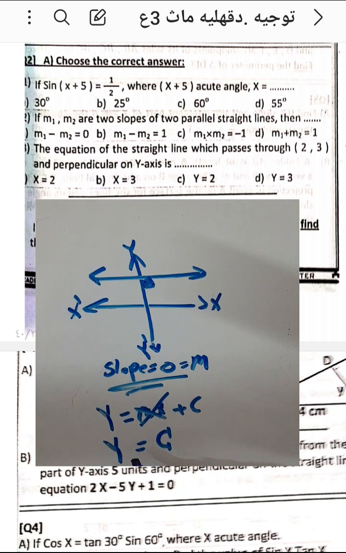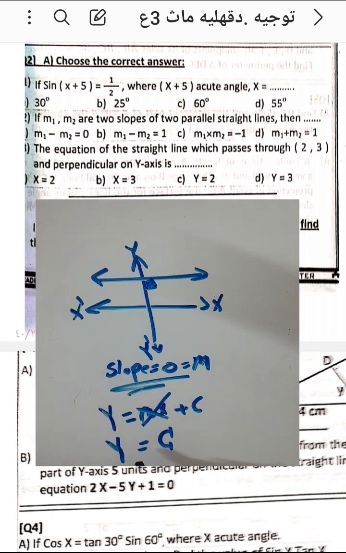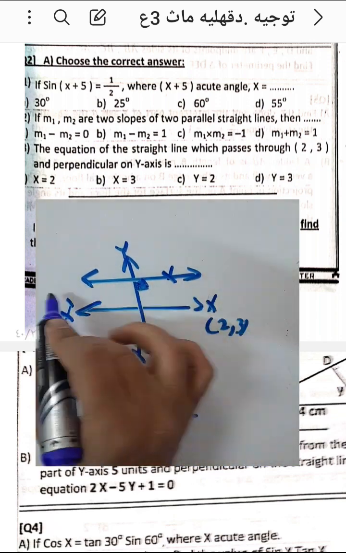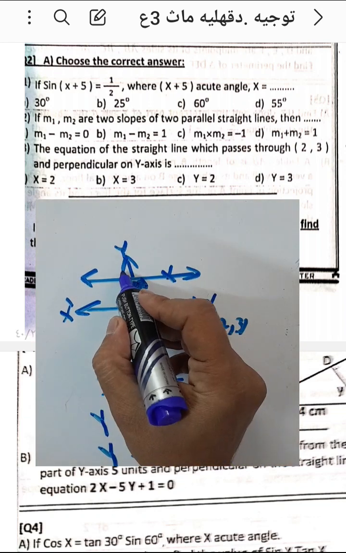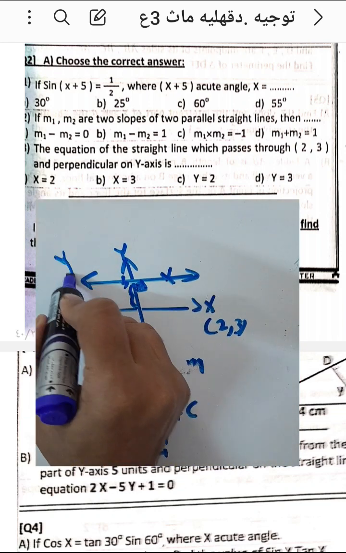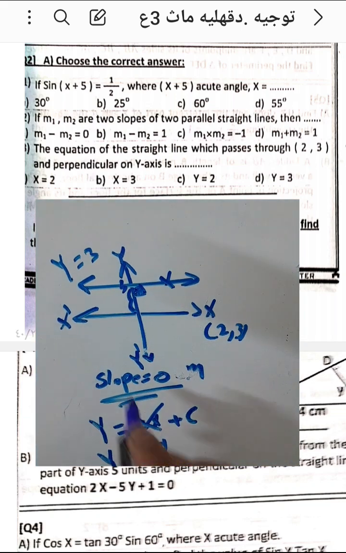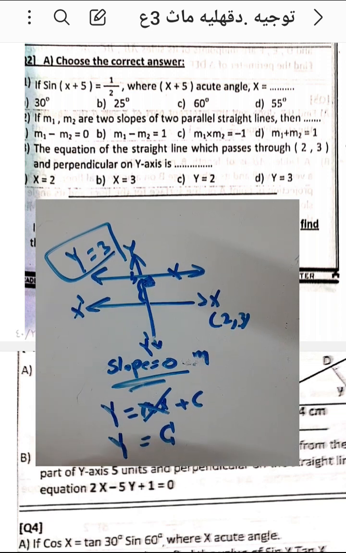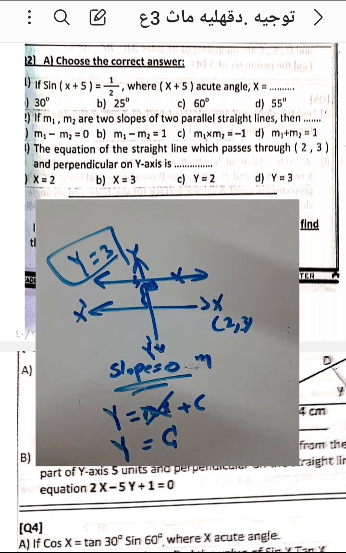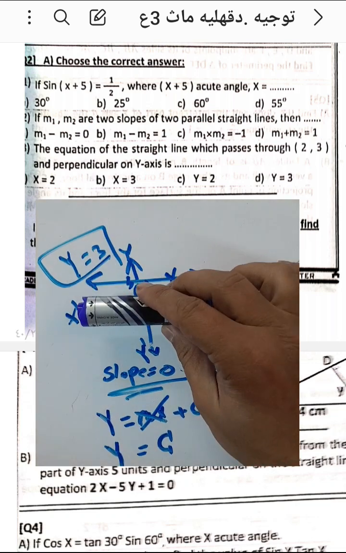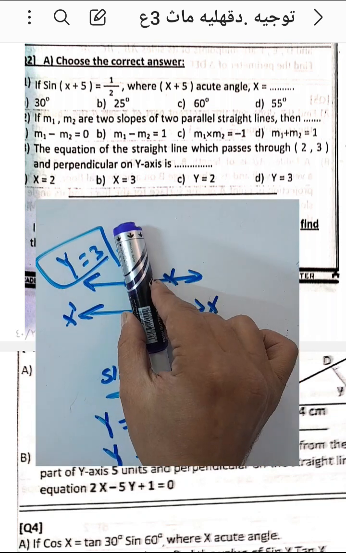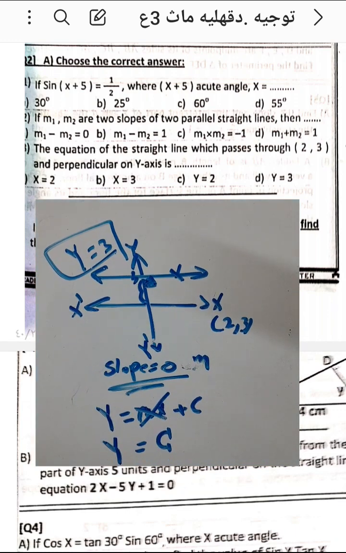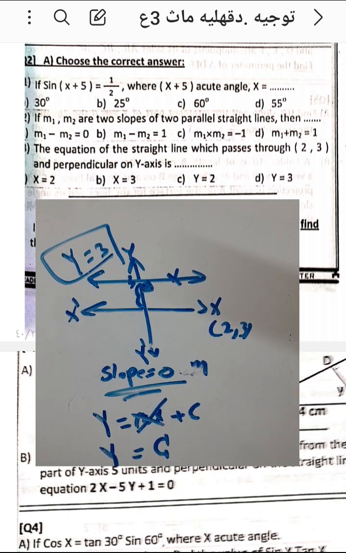And the constant here will be what? y will be equal to 3, because the straight line passes through the point (2, 3), so the equation will be y equals 3. Now I choose y equals 3. It tells us the straight line passing through the point (2, 3) is parallel to the x-axis, or perpendicular to the y-axis, meaning this angle is 90 degrees, and the slope equals 0.